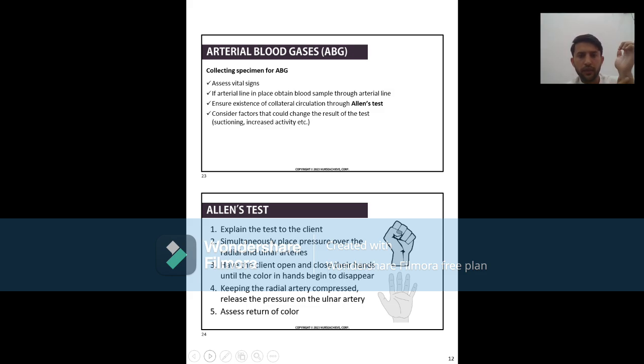First, we will release the ulnar artery, which is on the inside, this one. We have to release the ulnar pressure to look for the circulation. If the color returns to pink, it means that the collateral circulation is fine. Then we will remove the pressure from the radial artery and check the collateral circulation. The normal reference range is less than 3 seconds. If it is more than 3 seconds, it means there is some issue with the collateral circulation.